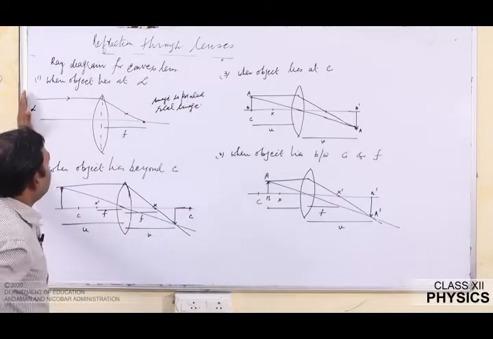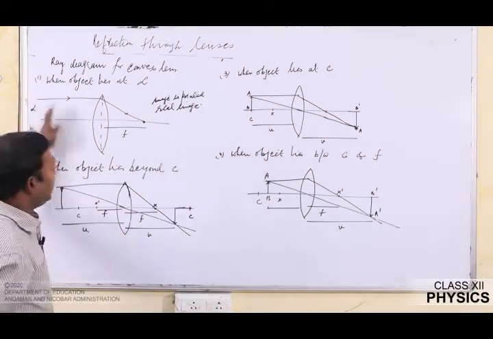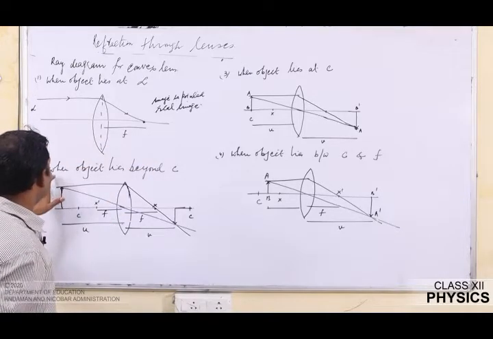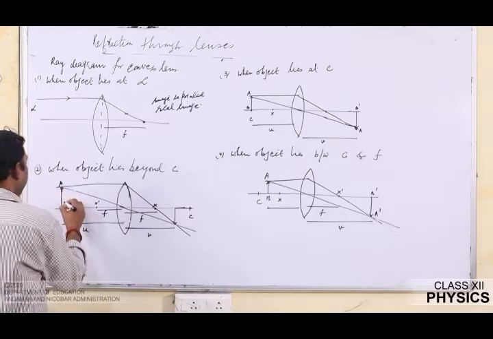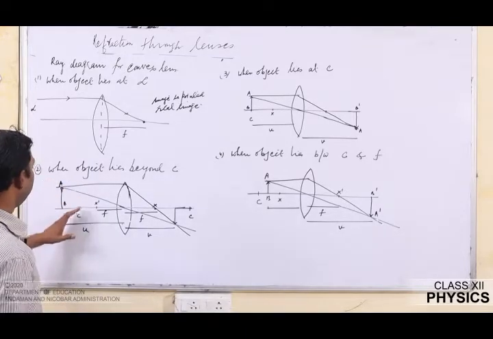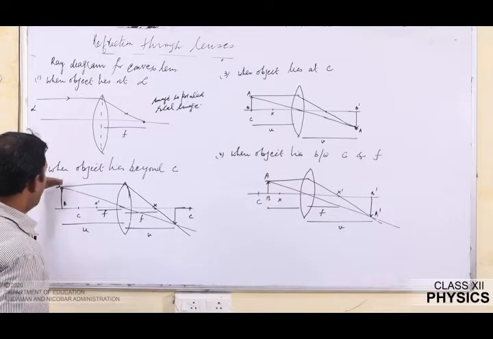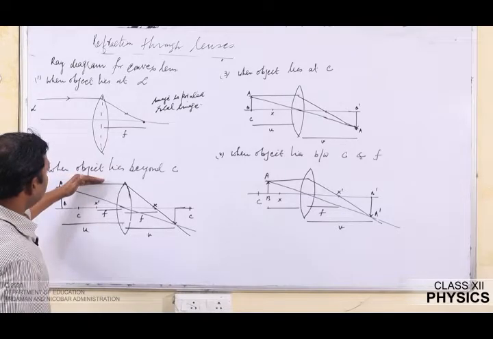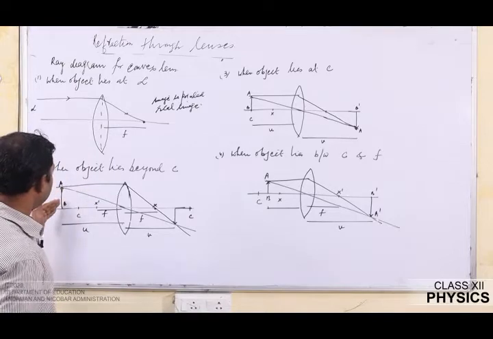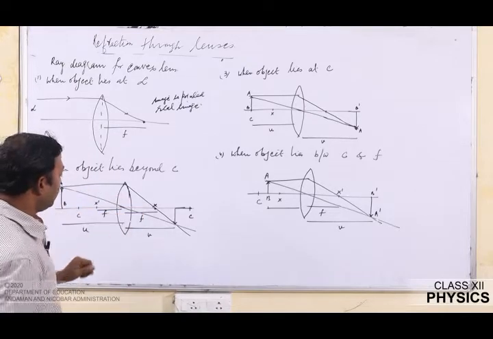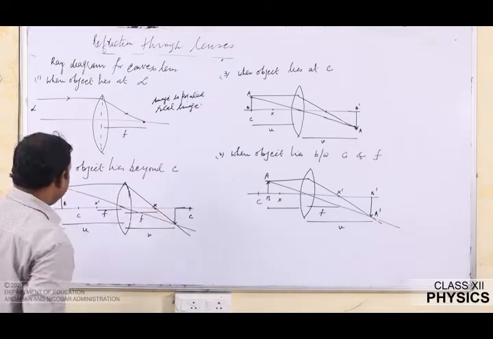So, we have to remember that all the rays that come from infinity must meet at the focus. Next one, we are considering the situation when the object lies beyond C. Let us suppose that AB is the object which is lying beyond C. The parallel beam of light has to pass through the focus, as I told in the first case. So, the parallel beam which arises from the object passes through the focus point.